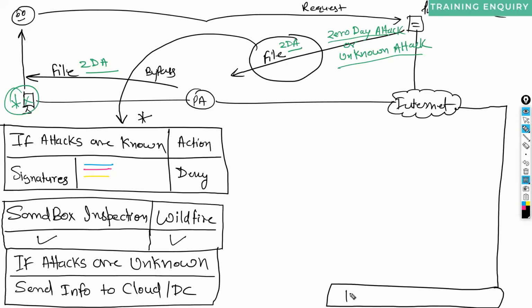So this is the Palo Alto data center. This is the Palo Alto DC. Okay, leave it.